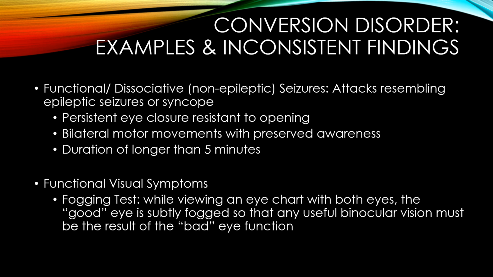Now, I will also say that in order to make the diagnosis, it's not just going to be these symptoms or these signs here. We're usually going to need a supportive normal ictal EEG. For functional visual symptoms, we're going to use that fogging test. It's kind of sneaky, but it's a way that we can say that the bad eye is actually functional when the good eye is fogged so subtly that the patient doesn't really notice it.